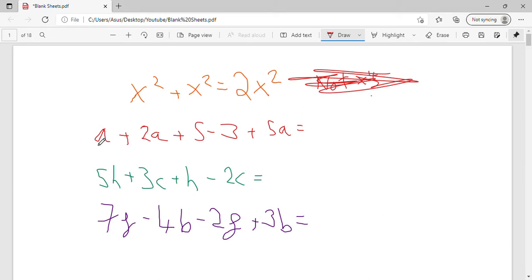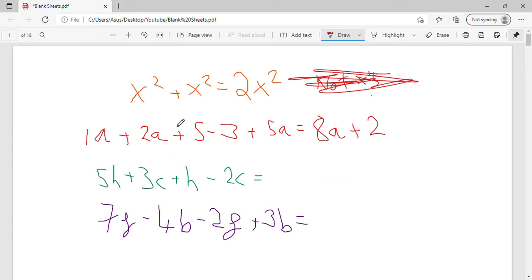So here we have a. Remember, this is 1a. That can be a little confusing too. So we've got 1a plus 2a plus 5a, and that all adds together to make 8a. And then we have 5 minus 3, which becomes 2. So we get 8a plus 2.